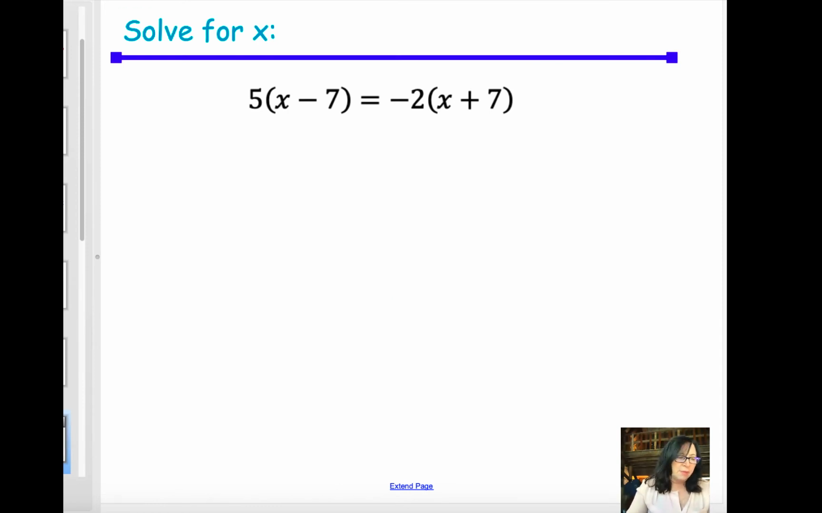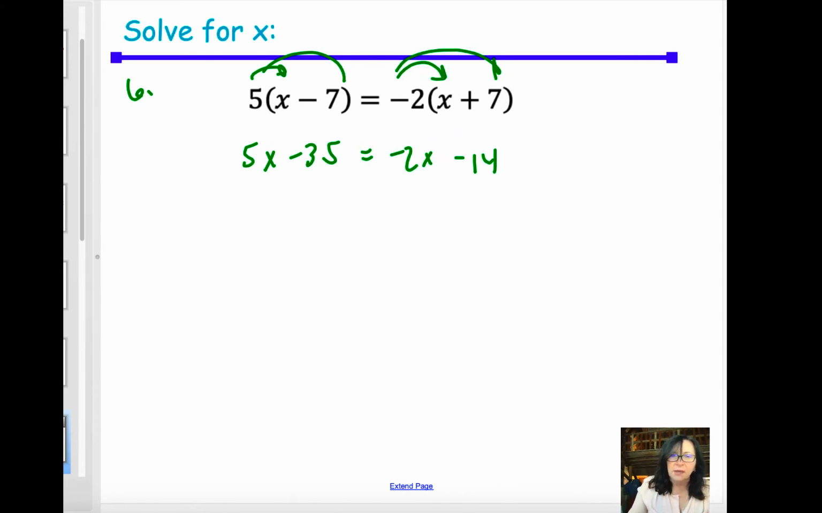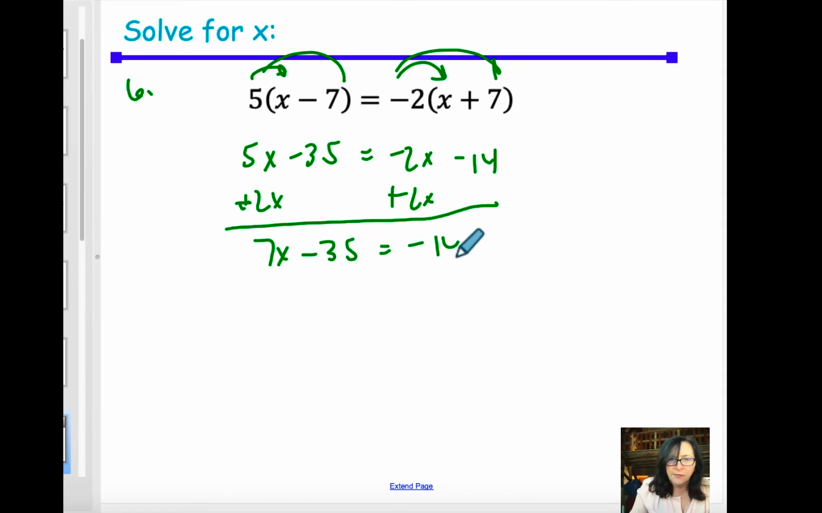For number 6, we're going to multiply out. I can't really divide because these numbers here aren't multiples or factors of each other. So I'm going to just distribute, and I'm going to get 5x minus 35. And then I again distribute, equals negative 2x minus 14. I'm going to add 2x. So let me show you how to do that. Add 2x, and I'm going to get 7x minus 35 is equal to negative 14.